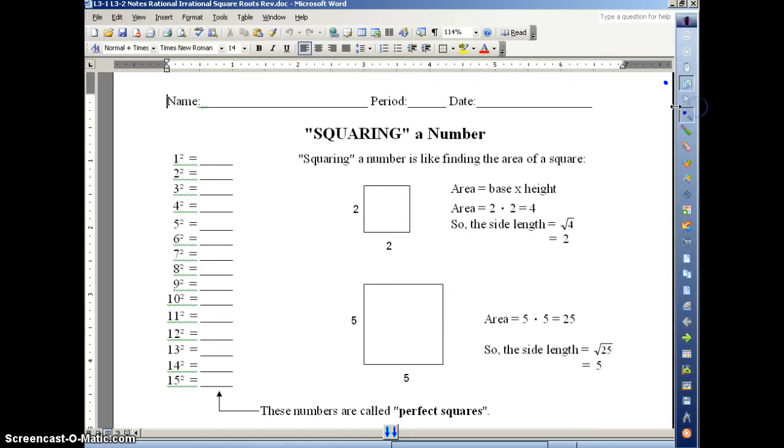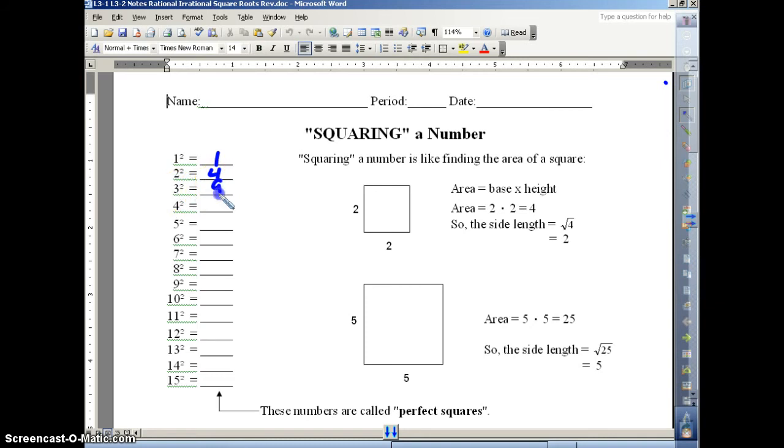All right, the first thing I want you guys to do is fill out this perfect squares chart, okay? And I'm going to pause the video while you guys start filling this out. All right, 1 squared, that's 1 times 1, that's 1. 2 squared, that means 2 times 2, that's 4. 3 squared, that means 3 times 3, that's 9.